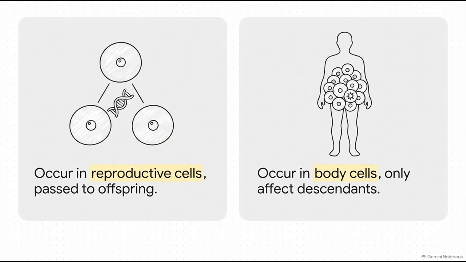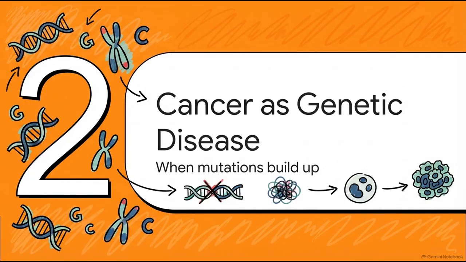Because of the sheer volume of cell division happening inside you every day, your body is naturally going to acquire these somatic mutations as you go through life. Moving on to Section 2, Cancer as a genetic disease. Let's look at what happens when those mutations build up.